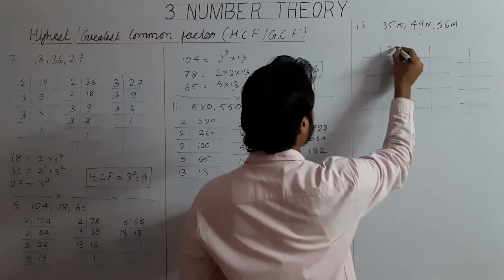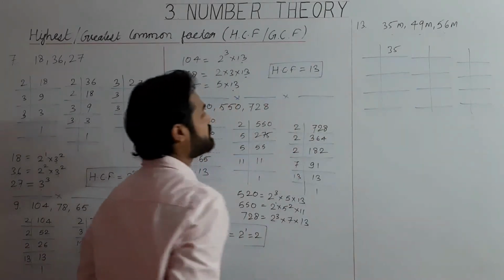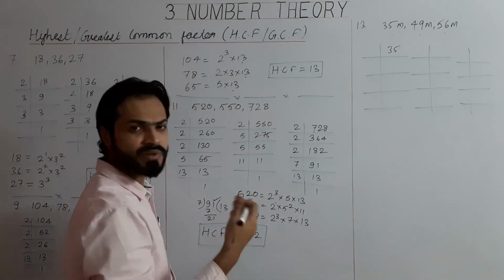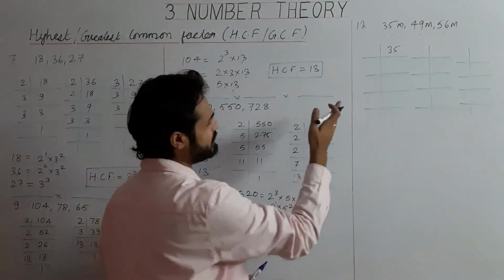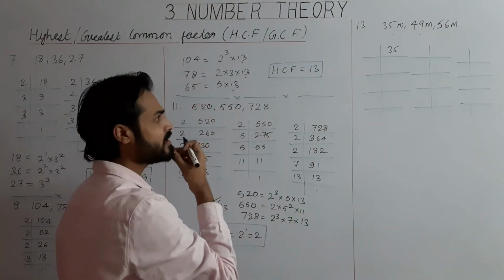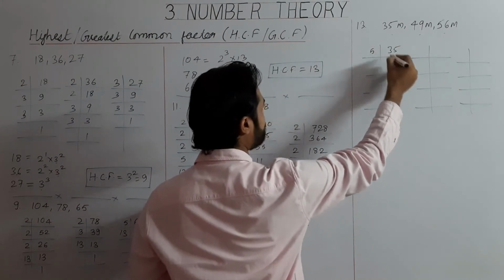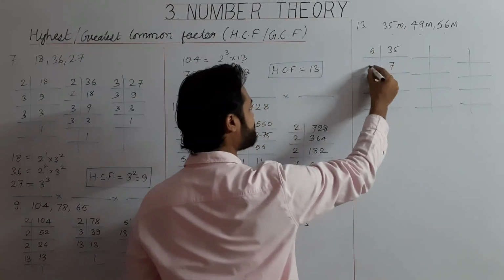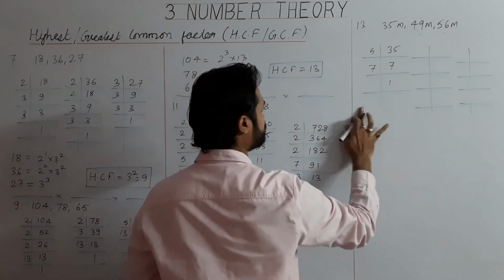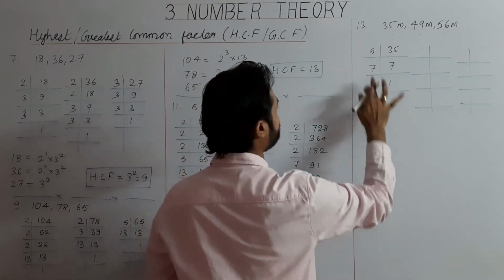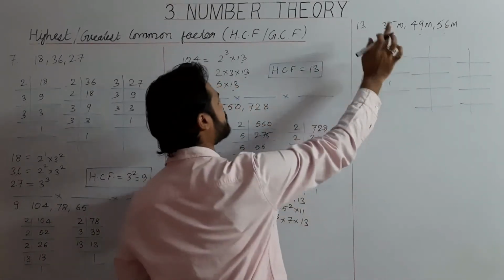So 35 is an odd number, so 35 is not divisible by 2. Next prime number is 3. 3 plus 5 is 8, which is again not a multiple of 3. So a factor of 35 is 5. We'll divide 35 by 5 and we'll get 7. 7 is a prime number. So 5 and 7 are the factors of 35.